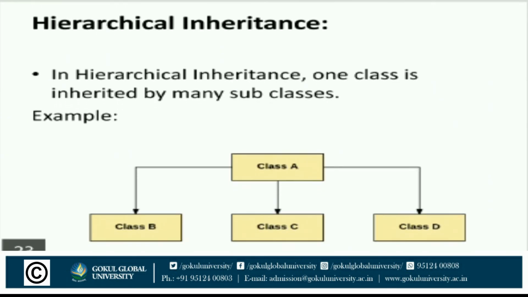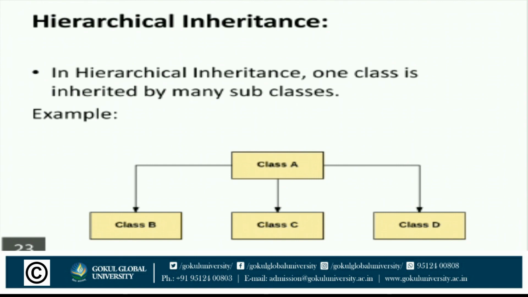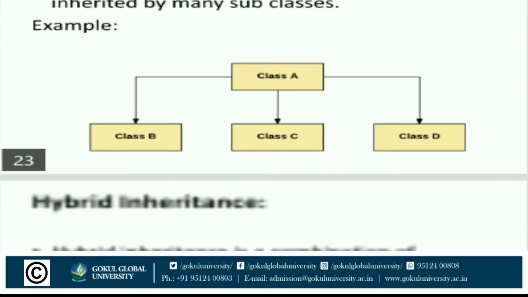Now number 4 is hierarchical inheritance. In hierarchical inheritance, one class is inherited by many subclasses. In the figure you can see that there is only one base class, only one parent class, class A, and there is more than one child class or derived class: class B, class C, and class D. So from class A, three classes are derived and all three of them get the properties and functions from class A.